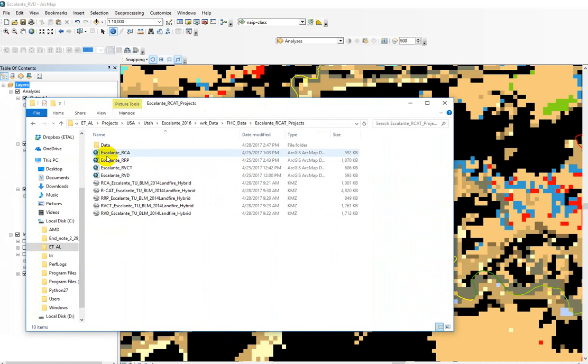You'll notice we have one for the RCA model, the riparian recovery potential model, the riparian vegetation conversion type model, and then the riparian vegetation departure from historic. So we have the four models as different MXDs.